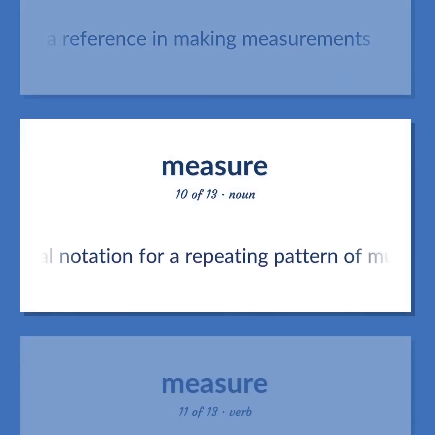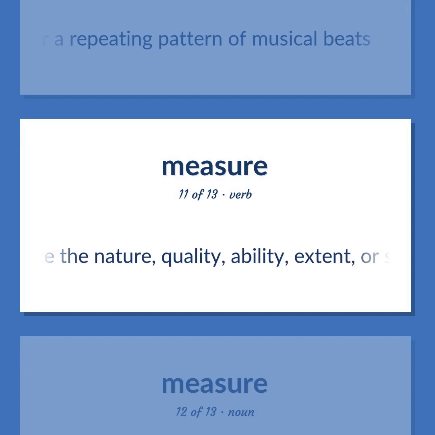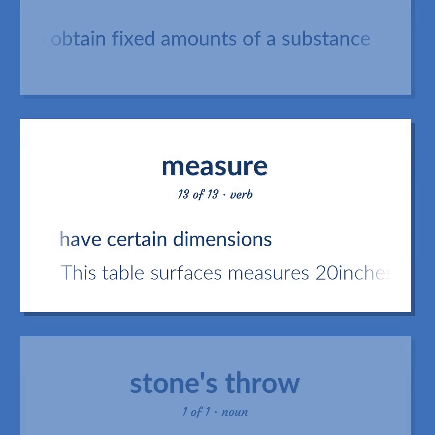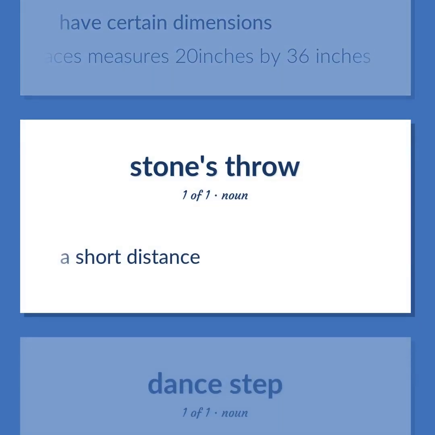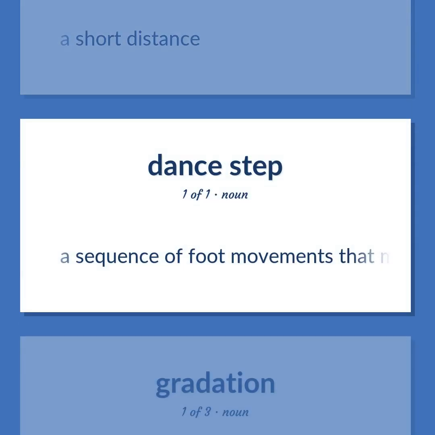Musical notation for a repeating pattern of musical beats. Evaluate or estimate the nature, quality, ability, extent, or significance of. A container of some standard capacity that is used to obtain fixed amounts of a substance. Have certain dimensions. This table surface measures 20 inches by 36 inches. A short distance. A sequence of foot movements that make up a particular dance.